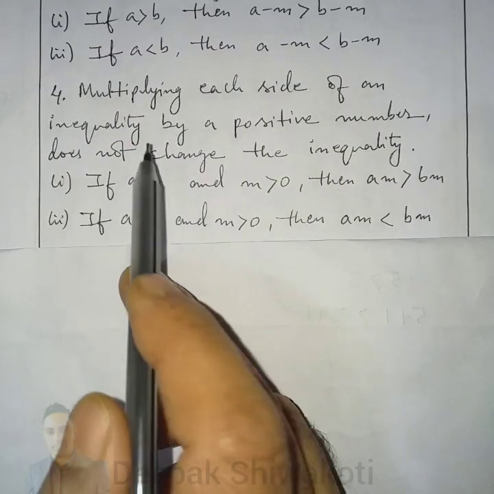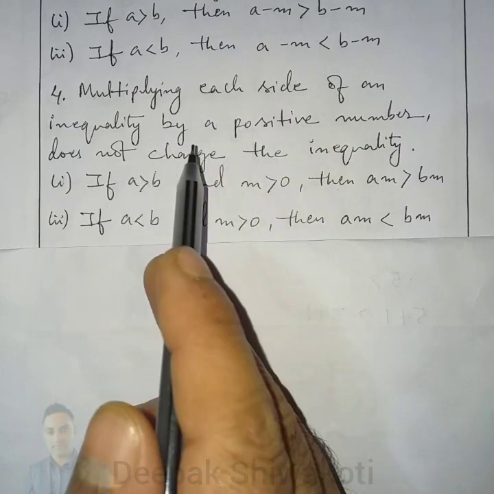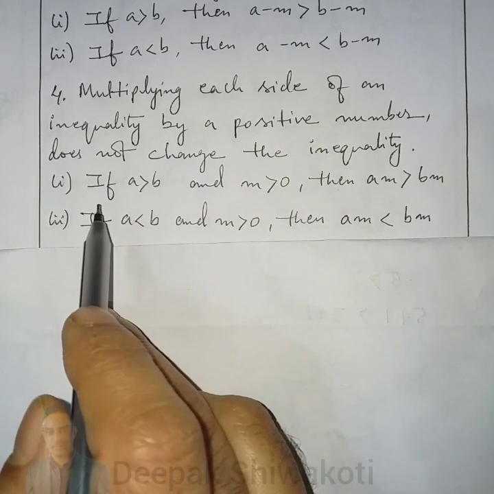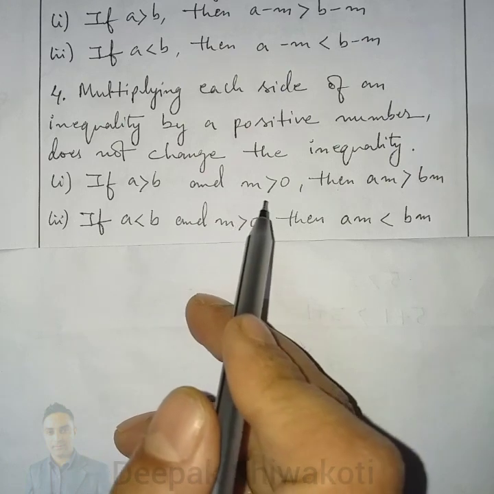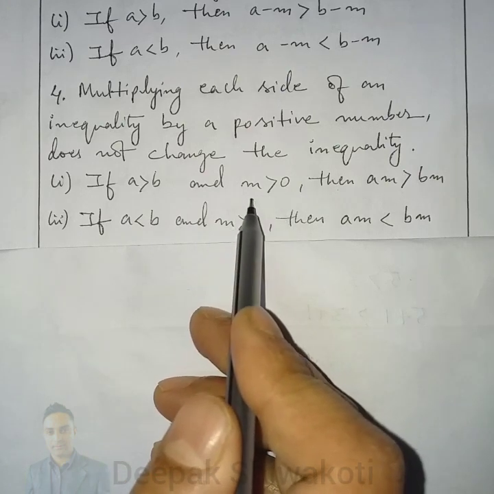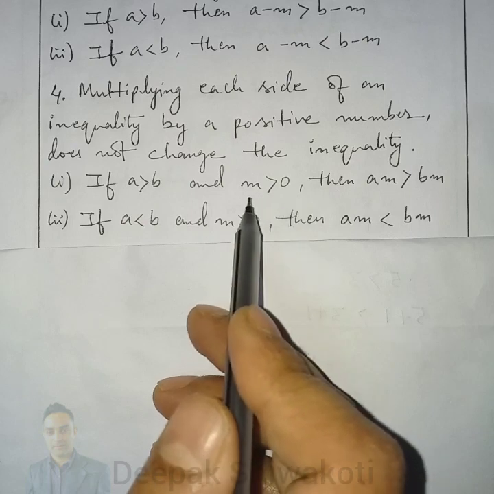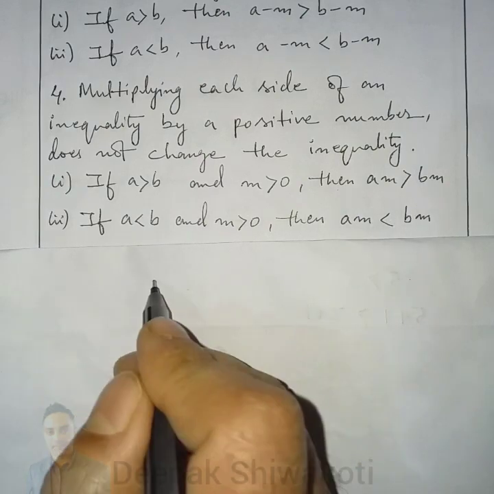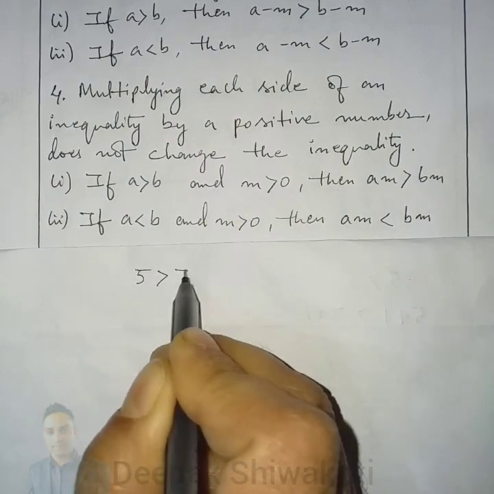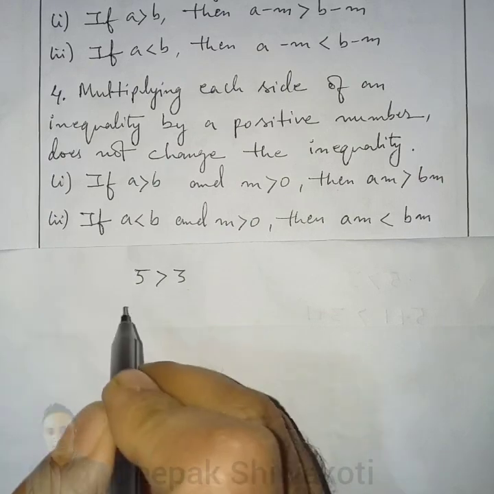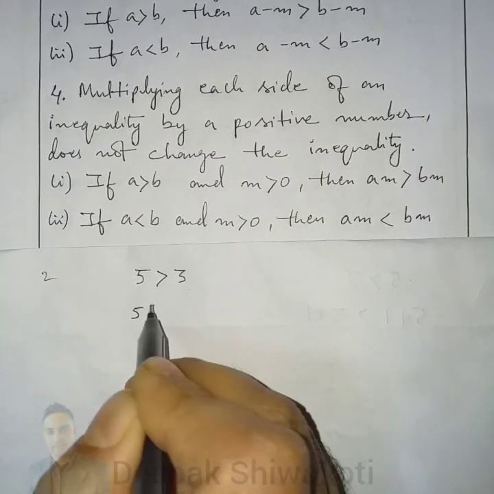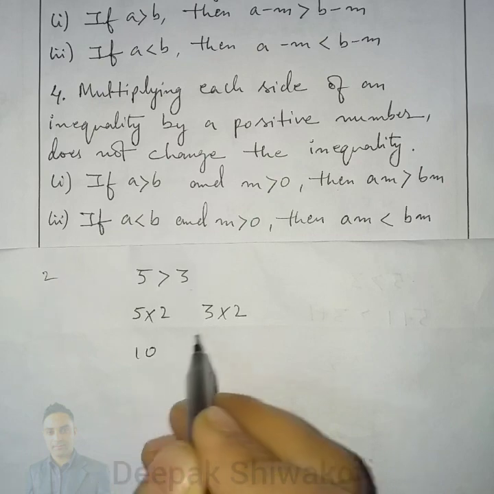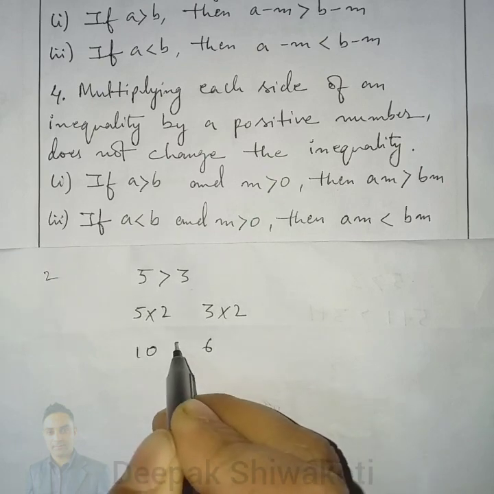Number four, multiplying each side of an inequality by a positive number does not change the inequality. If a is greater than b and m is greater than 0, a positive number is represented like this, m is greater than 0, so m is a positive number, then am is greater than bm. Suppose 5 is greater than 3 and we multiply each side by a positive number 2. 5 twos are 10, 3 twos are 6, so 10 is greater than 6.